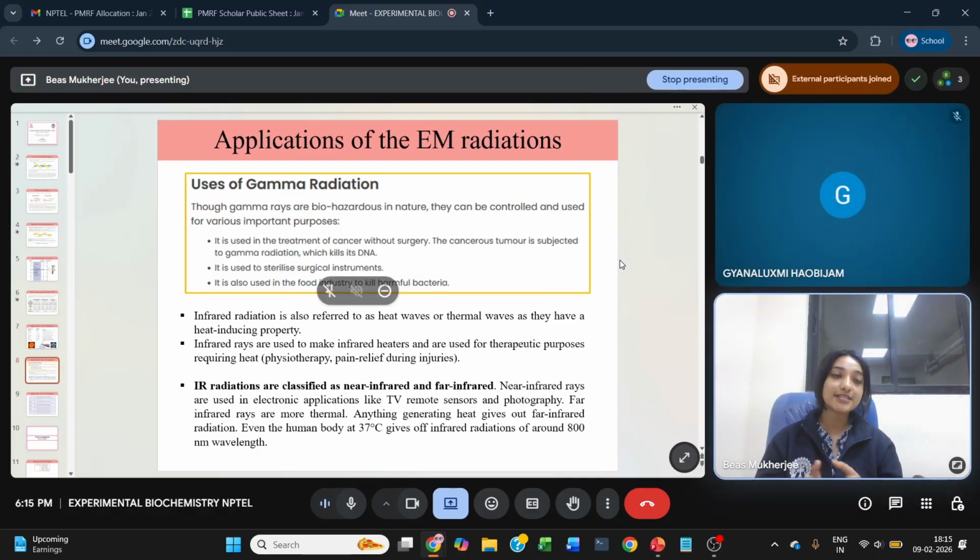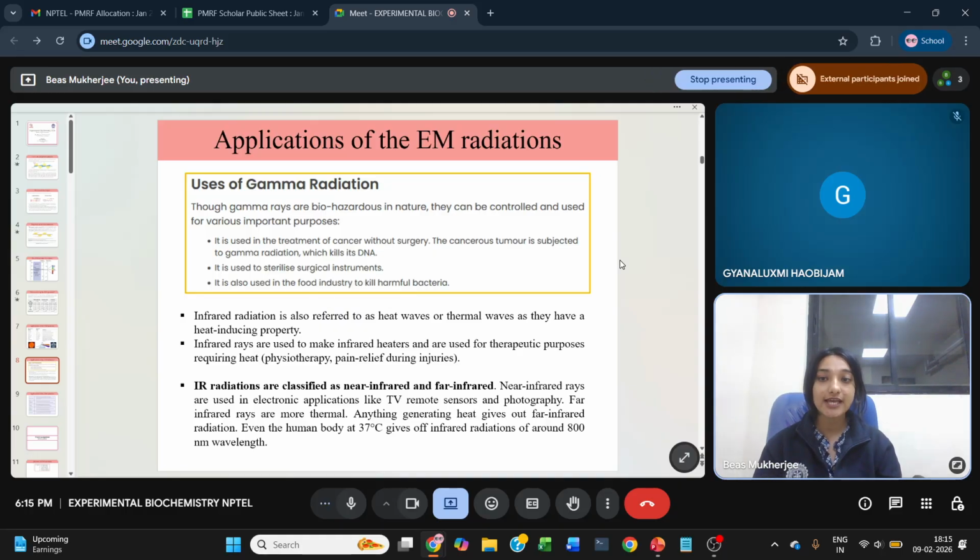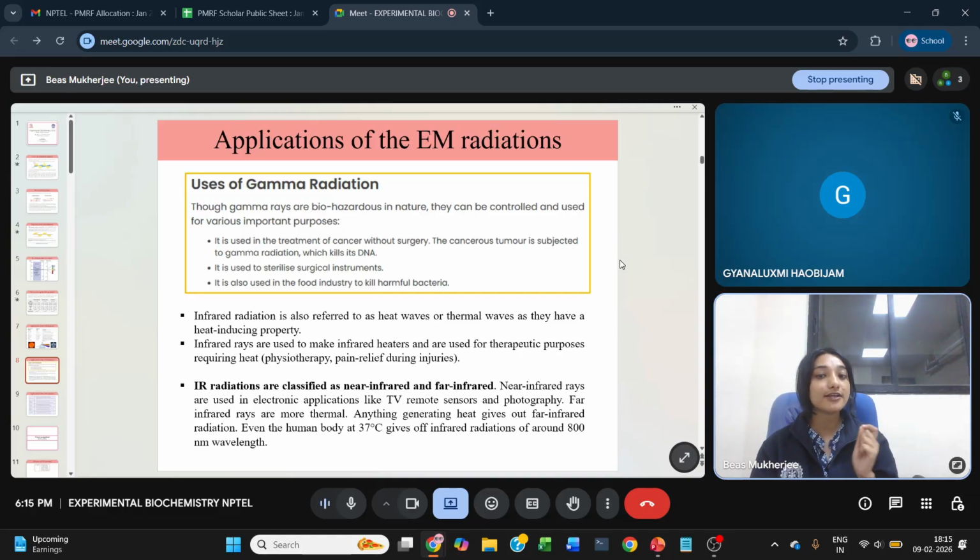Okay, hello. So in this class, we are talking about EM radiations, and right now we are talking about the utilities of infrared radiations. Infrared radiation is also referred to as heat waves or thermal waves, and IR radiations are classified as near infrared and far infrared radiations. Now, what are these? Near infrared radiations are used in electronic appliances such as TV remote sensors and photography. And far infrared radiations are more thermal, so that means they provide more heat energy.